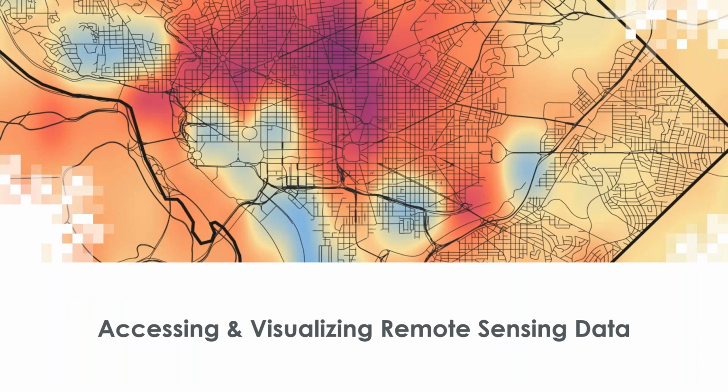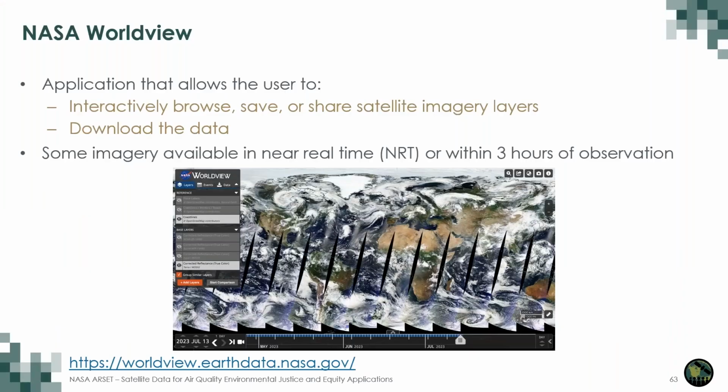To close out this part of the training, I'd like to give a quick look at a few online NASA resources for accessing and visualizing satellite remote sensing data. First resource is NASA Worldview. If you haven't worked with satellite data before, I would recommend starting with Worldview. This is an online interactive browser which allows you to easily display many different satellite remote sensing data products. Its main focus is to provide quick access to near real-time satellite data. Some data sets are updated in Worldview within 3 hours of the observation being made.